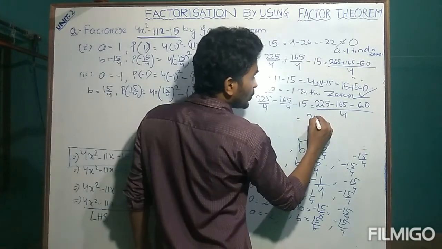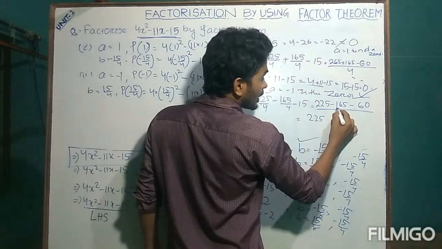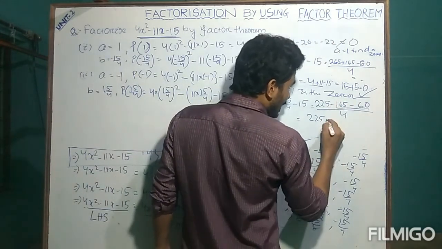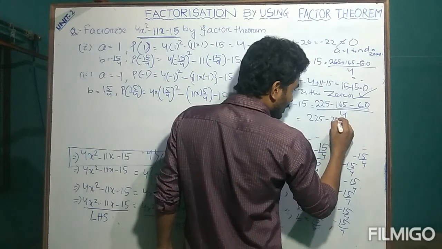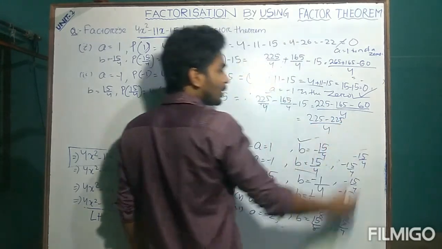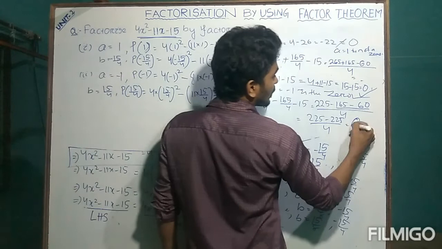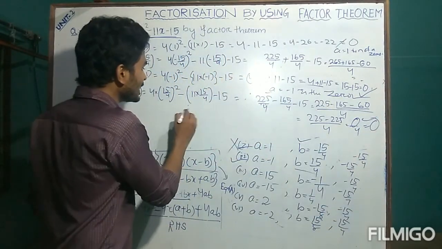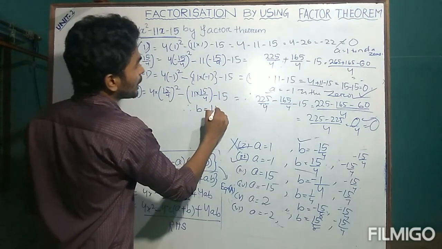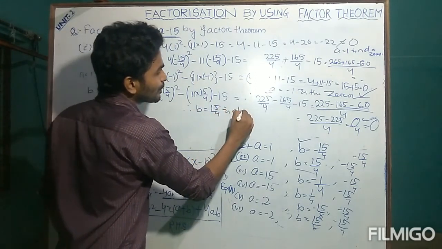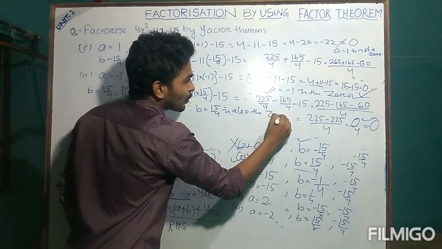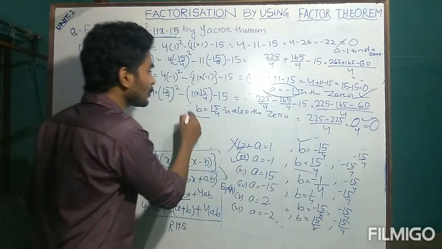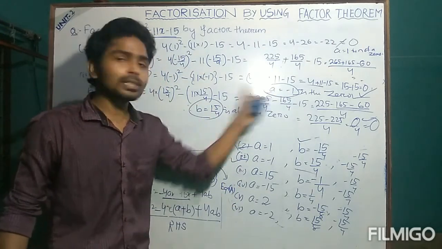225 minus 165 minus 15 into 4 is 60. So 225, the other two have the same sign, that means they can be added, and 165 and 60 added give 225 by 4. And 225 minus 225 is 0 by 4, that means the answer is 0. And here we get the second 0. Then we can write yes, b is equal to 15 by 4 is also a 0. Hence, we can reach our destination: we had to find the values of the zeros, and we get 2 zeros here.